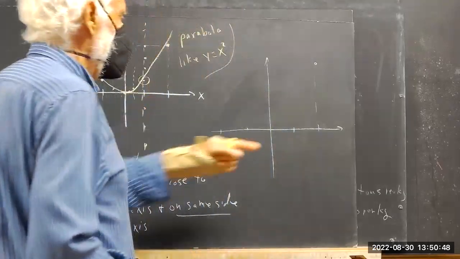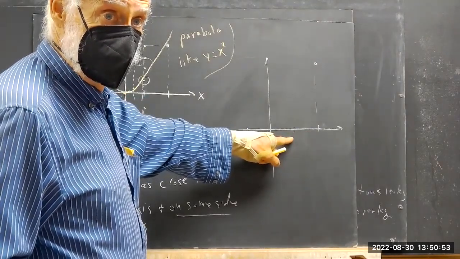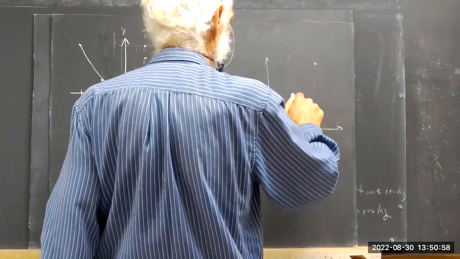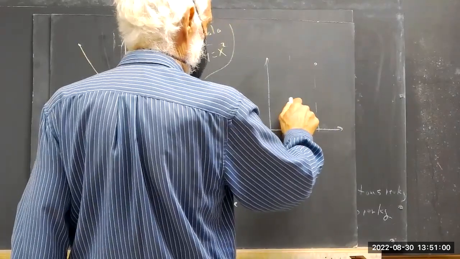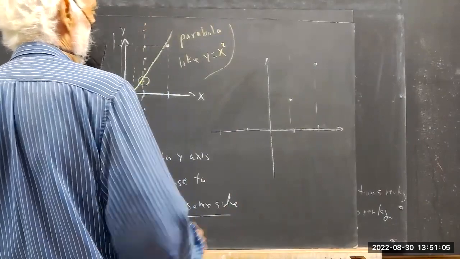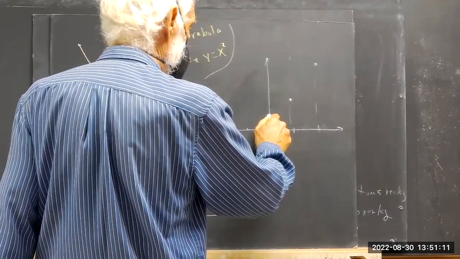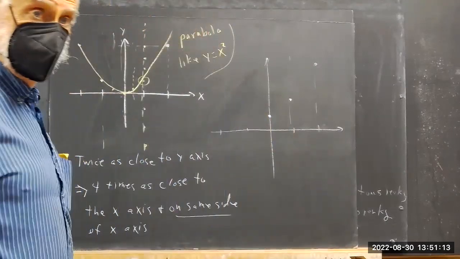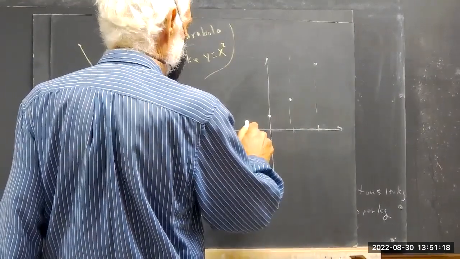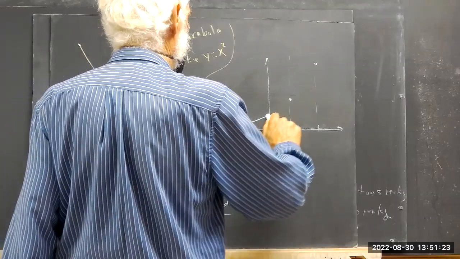That is, every time I move 1 unit to the left, I get twice as close to the x-axis. And that's going to be 1 unit to the left and along this line, twice as close, puts me here. Then I move another unit to the left, I get twice as close to the x-axis. That puts me here. Move that far to the left, I get twice as close again, it's here. And then it's here. And now I've got a graph that looks like this.